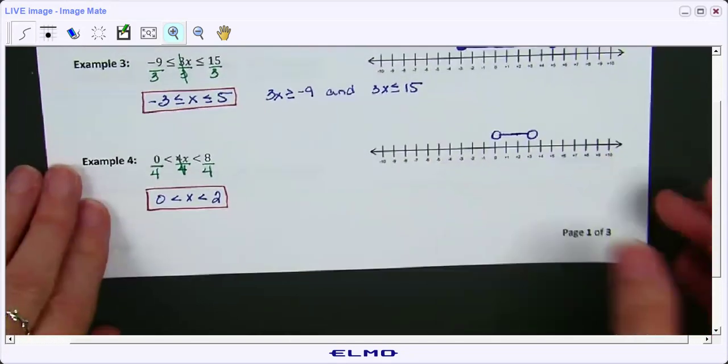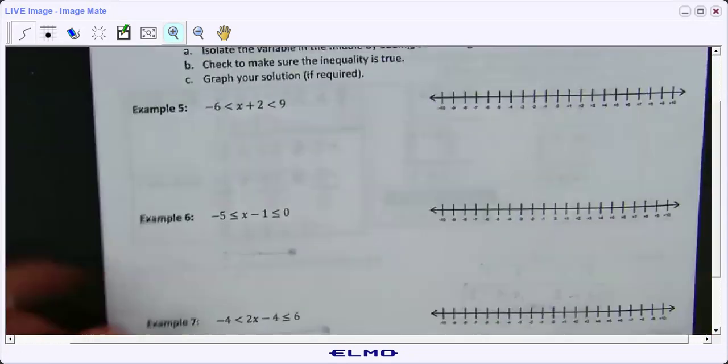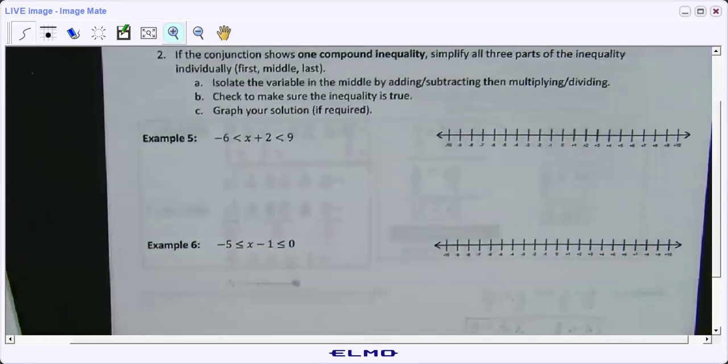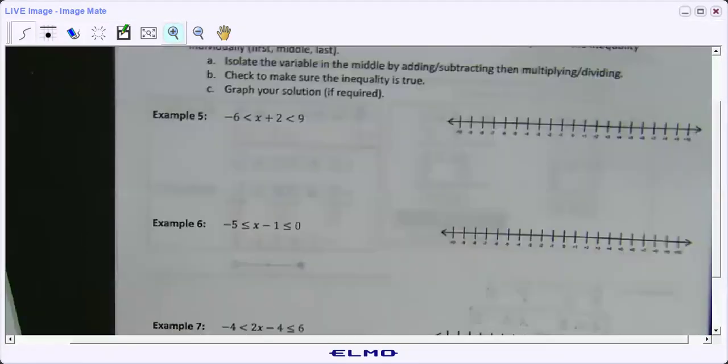Okay, let's go ahead and go to page 2. So we have more of the same, except instead of multiplying and dividing compound inequalities, we are now going to add and subtract with them instead. And then we get down to 2 steps, and then on the back we have disjunctions.